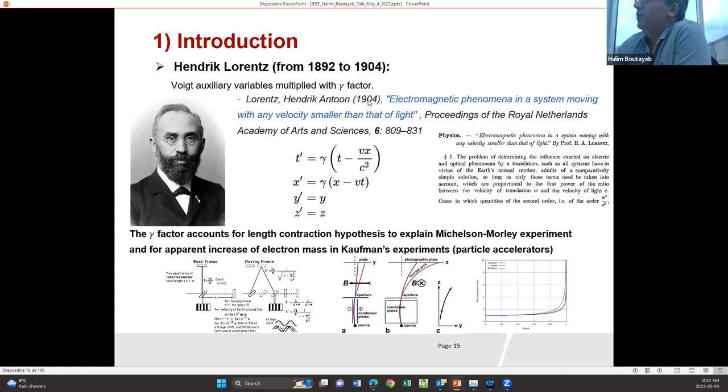In 1904, Lorentz worked on another paper, Electromagnetic phenomena in a system moving with any velocity smaller than that of light. He used again Voigt variables, but he multiplied with gamma. As you can see, we don't have the gamma anymore with the y prime and z prime, and now we have the gamma in t prime and x prime. The gamma factor was useful in order to account for the length contraction hypothesis to explain the Michelson-Morley experiment. We will come back to the Michelson-Morley experiment later. And also, it accounts for the apparent increase of the electron mass in the Kaufmann experiment in a particle accelerator.